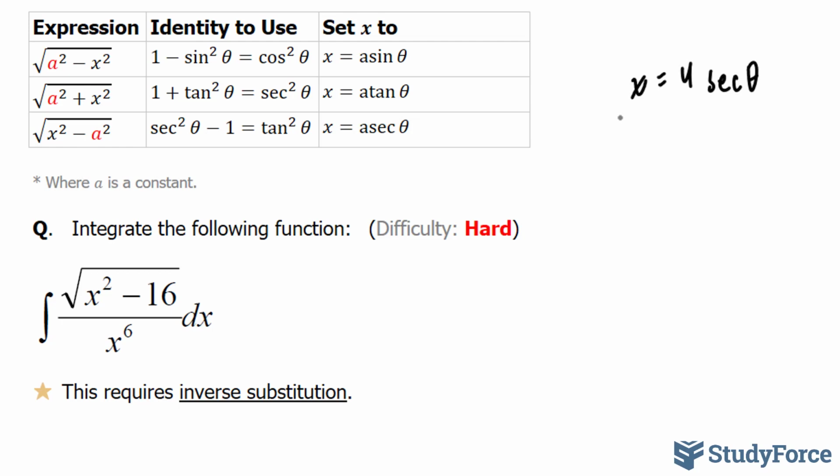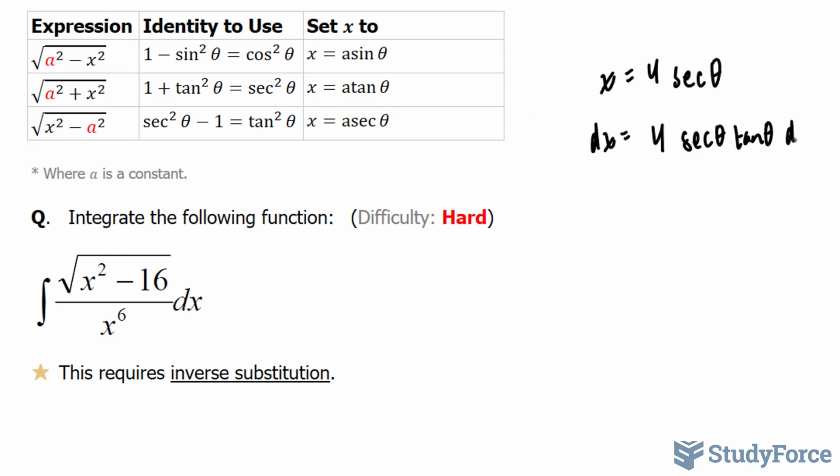What we do next is take the derivative of this equation. And if we do that, we end up with dx is equal to 4 secant theta tan theta. This is the derivative of secant theta. In fact, it's a known derivative, and that's how I knew it so quickly. And don't forget d theta. So we just found out what dx is equal to, and we can replace this dx with this expression. And we also know what x is equal to. We set it as 4 secant theta.